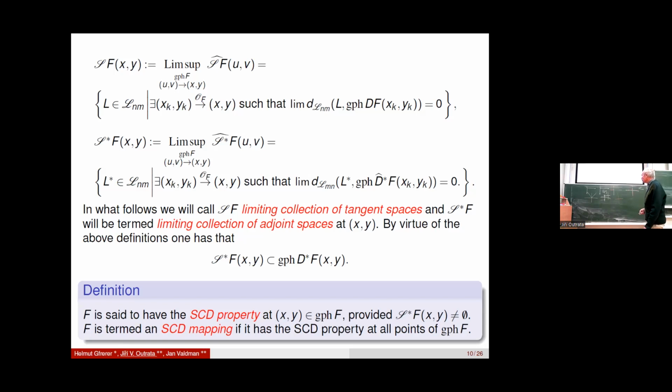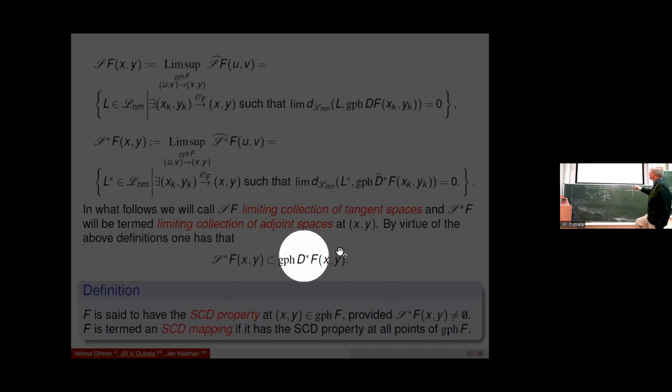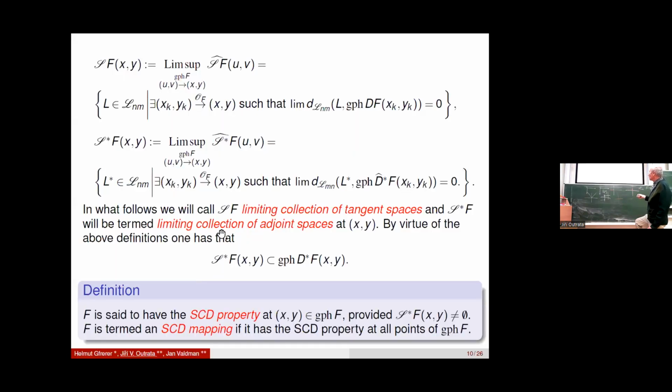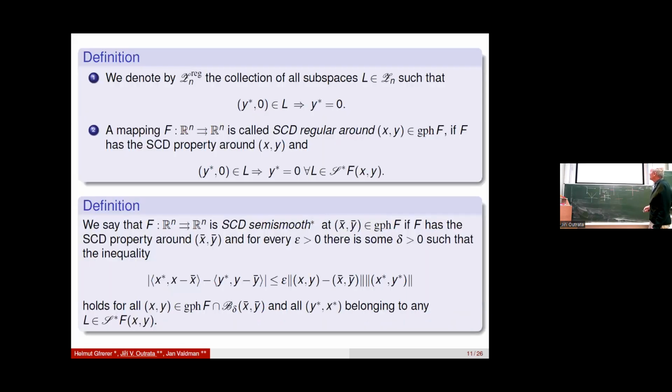And we will call F an SCD mapping if it has this SCD property at all points. This SCD is an abbreviation, an acronym for subspace containing derivatives. And this should indicate exactly these properties here, namely, that on this left hand side we have a collection of subspaces which belong to the limiting co-derivative.